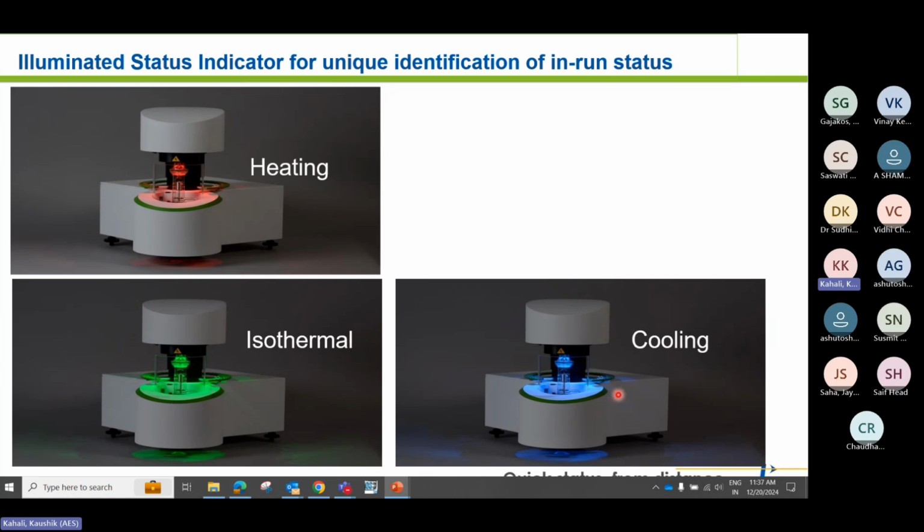So every time you don't need to go in front of the system. From a certain distance, you can see the light and understand, okay, this blue means the heating is done and my system is cooling down, so now I can prepare the next sample for loading. So this is the additional illumination status indicator provided in this TG 8000 model.